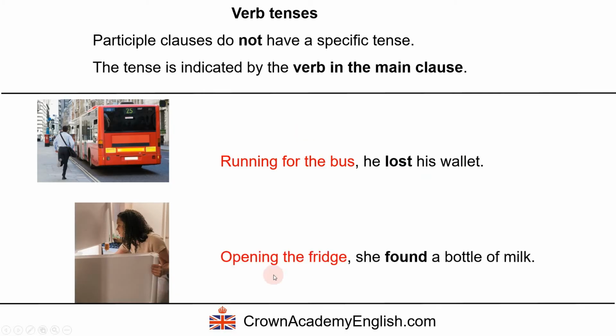Another example. Opening the fridge, she found a bottle of milk. Okay, opening the fridge, she found a bottle of milk. And so the long version of this would be while she was opening the fridge, or even when she opened the fridge, she found a bottle of milk. And we know that it is in the past because the main clause is in the past. This is the past simple form of the verb find. Okay, so this is how we know the verb tense.